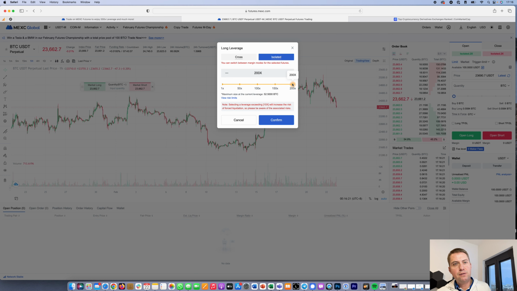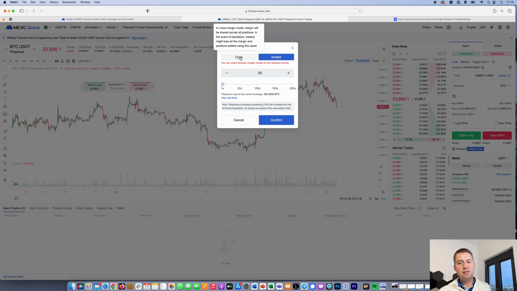However, that means if you trade with leverage of 200x, if the price just moves 0.5% against you, you will basically get liquidated and your money is gone. With 200x leverage, if you have $1, you can basically trade with $200. However, I would always recommend not using a higher leverage than 2 or 3.